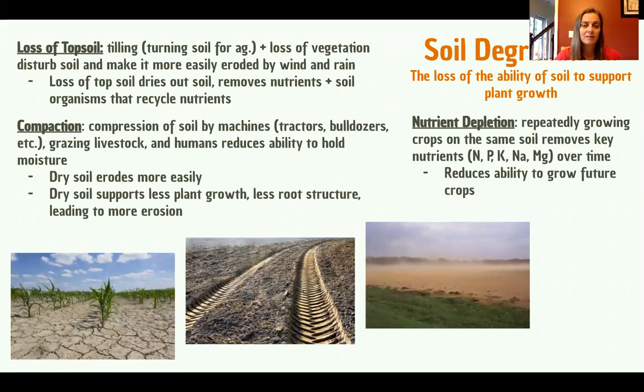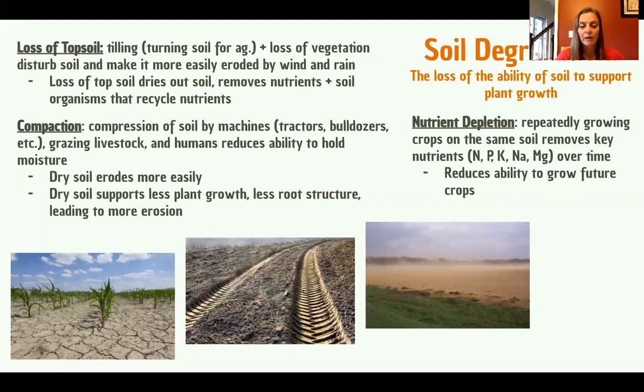So what are some of the things that lead to soil degradation? Well, loss of topsoil, so that A horizon that contains all of the nutrients, all of the organic material. If we lose that, then it dries out the soil. It takes the nutrients and the soil organisms that recycle nutrients, and it makes the soil less able to support plant growth. Topsoil can be lost through tilling of dry land, because when we till, and you can see in this picture, when we till and then there's dry air, that soil can actually just blow away.